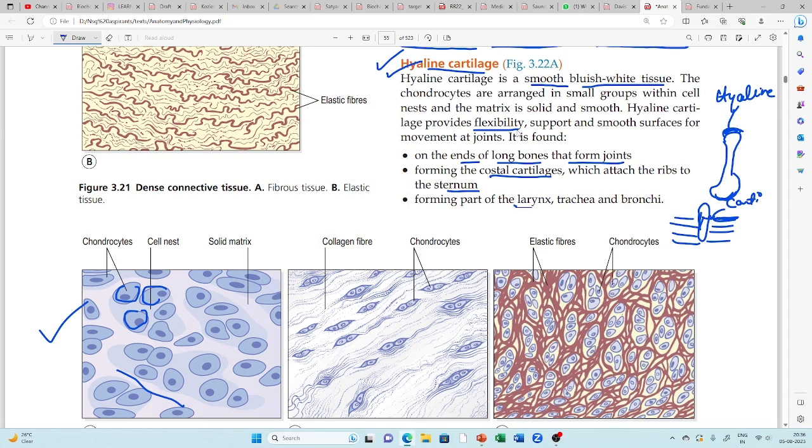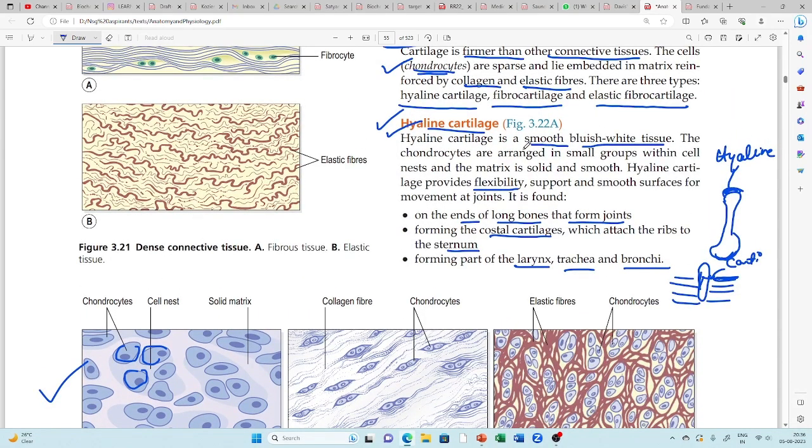Moreover, you can see the larynx, which means our voice box, the trachea, the windpipe, and then the bronchi. These organs are also formed by hyaline cartilage only. What is cartilage? Cartilage is another type of tissue. It is firmer than connective tissue, and it is made up of a special type of cell called chondrocytes. In between the chondrocytes there are collagen and elastic fibers also.